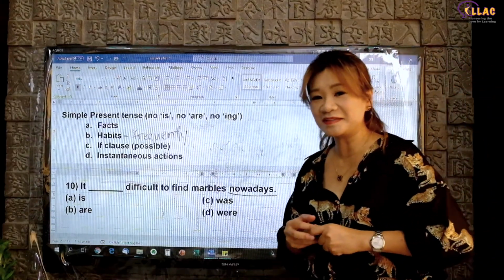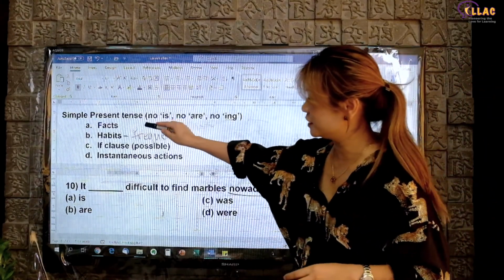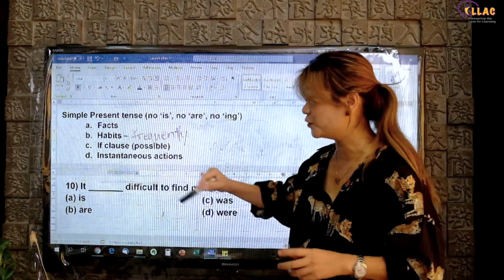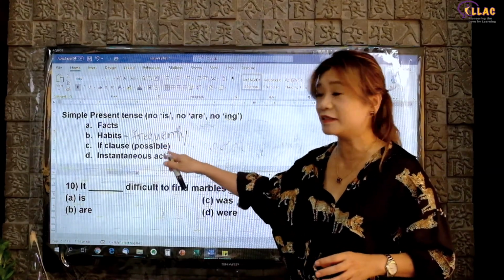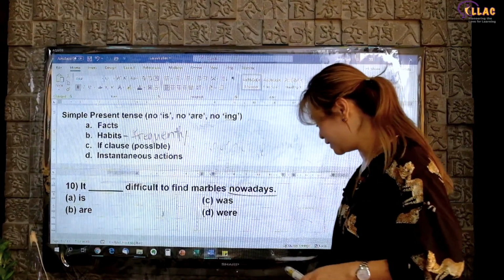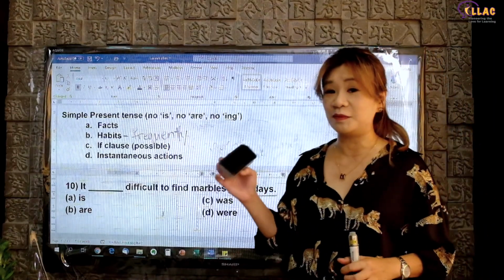Okay, I hope you understand how to use simple present tense. Remember this 3 or 4 rules, up to you. The fourth one is usually not tested. A, B, and C. Remember these, and these are the situations whereby you use simple present tense.